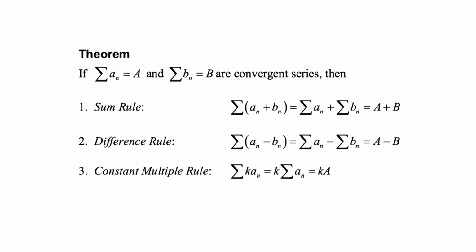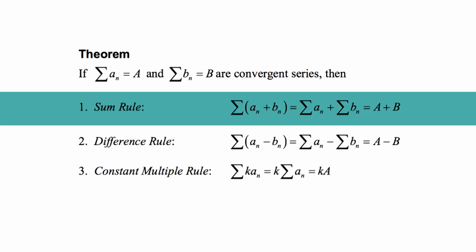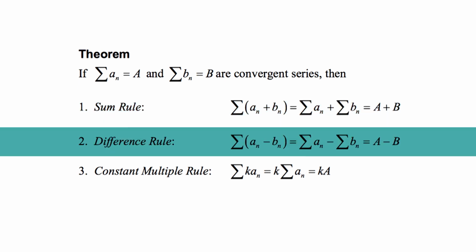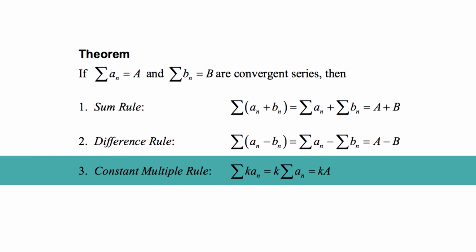Theorem. If summation a_n equal to A and summation b_n equal to B are convergent series, then first, the sum rule: summation (a_n plus b_n) equals summation a_n plus summation b_n, which is equal to A plus B. Second, the difference rule: summation (a_n minus b_n) equals summation a_n minus summation b_n, which is equal to A minus B. Third, the constant multiple rule: summation k times a_n equals k times summation a_n, which is equal to k times A. We remark that from the constant multiple rule, if c is a non-zero constant, then the series summation u_n and summation c times u_n both converge or both diverge.